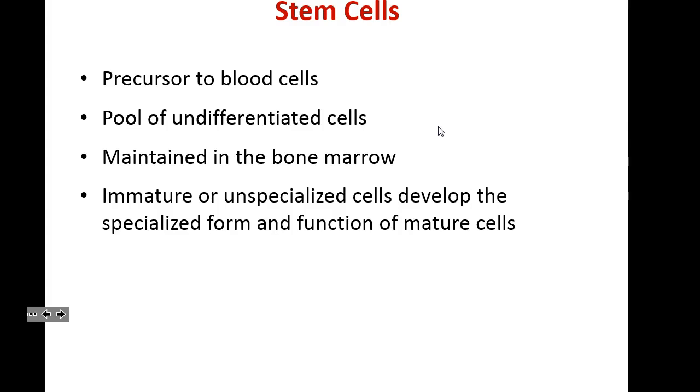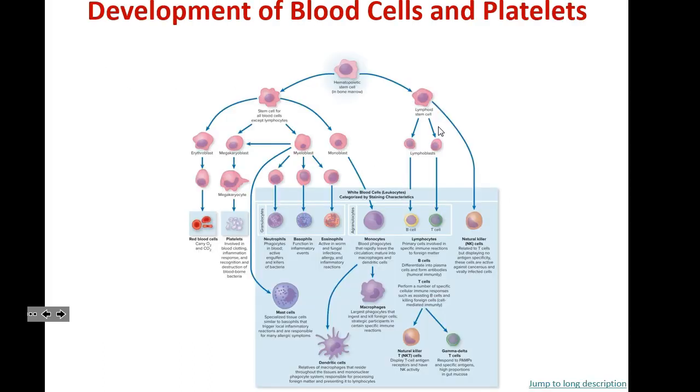Why do scientists want to use stem cells in their research and development of whatever they're working on? Why not just use adult cells? Because they're not differentiated. They can make them cells of whatever they want them to be. So here, this chart tells us the development of blood cells and platelets. Here we see red blood cells.